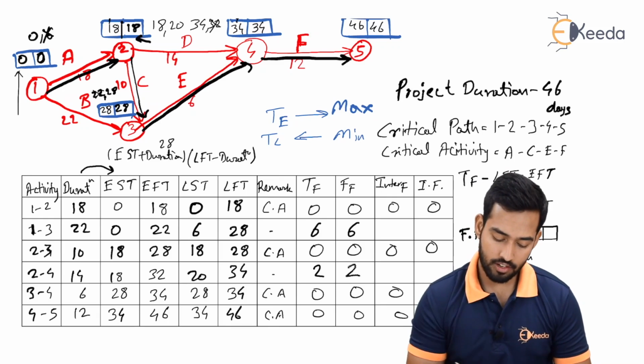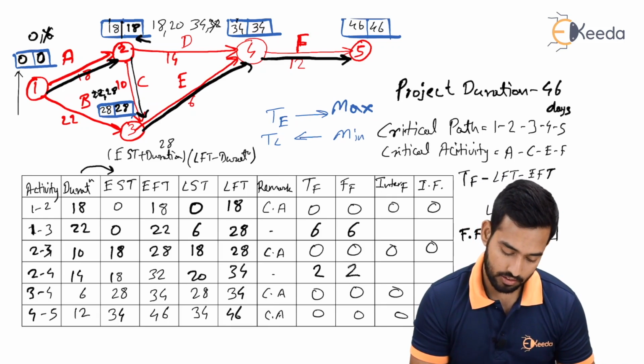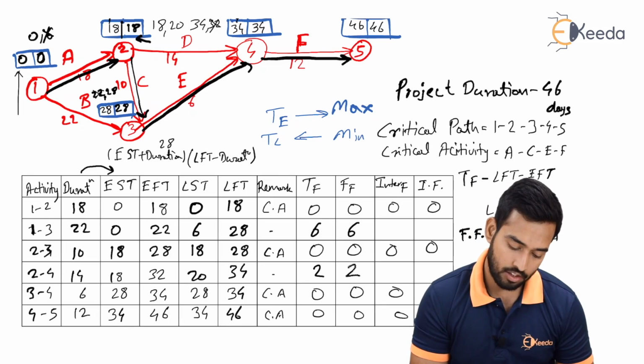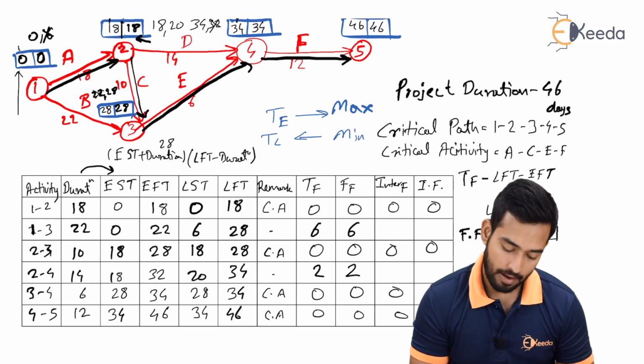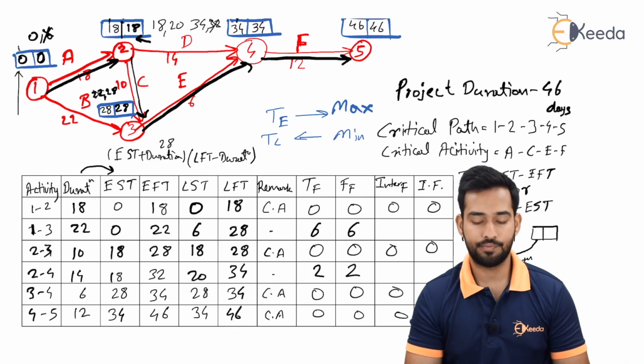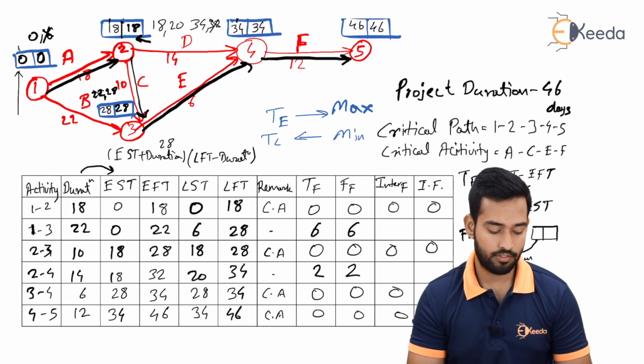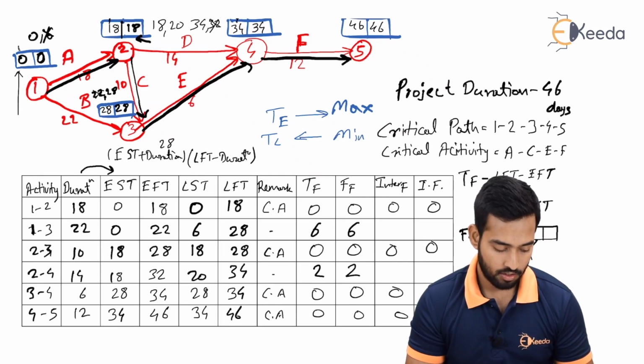Let's check for first and second. 18 minus 0, that is 18, minus 18 will give us 0. So already we have calculated the free floats. So that should not be any issue.